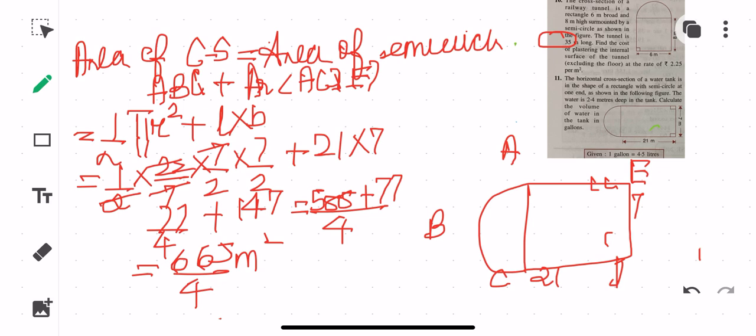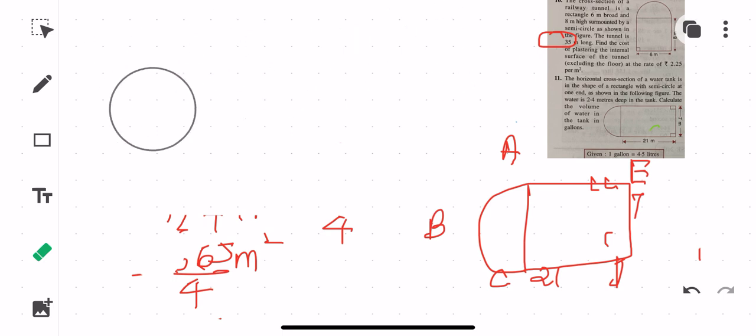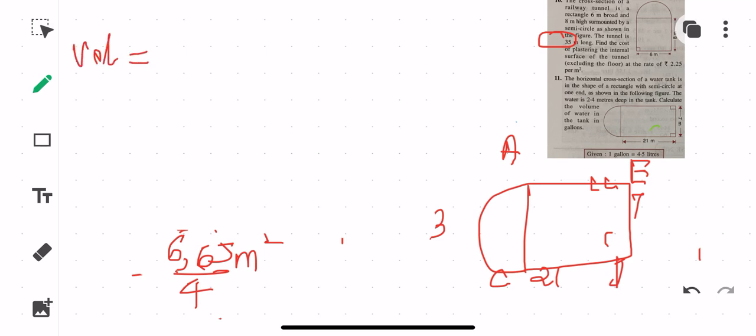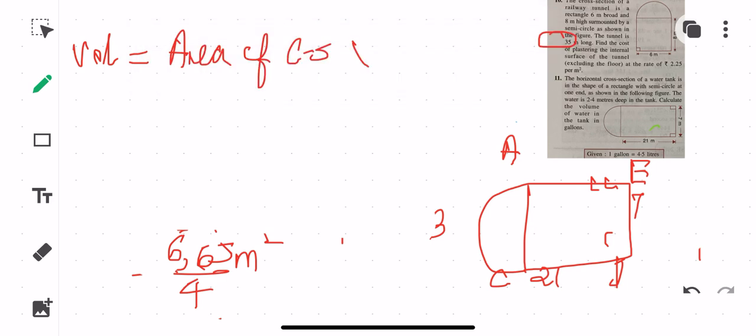So this is what you are getting, children. This is the area of cross section. Now what will be the volume? So the volume will be equal to, I'll just erase this. How much did we get? I got 665. I'll be writing that part, and the rest I'll be erasing. So the volume will be equal to area of cross section into length. What is the area of cross section, children? Area of cross section you have calculated as 665 divided by 4, into length, which has been given as 2.4.